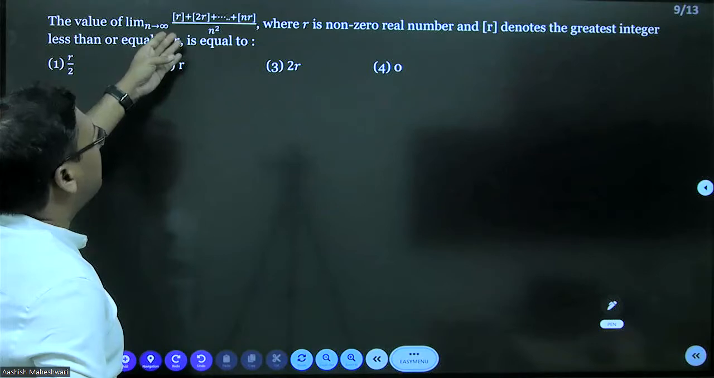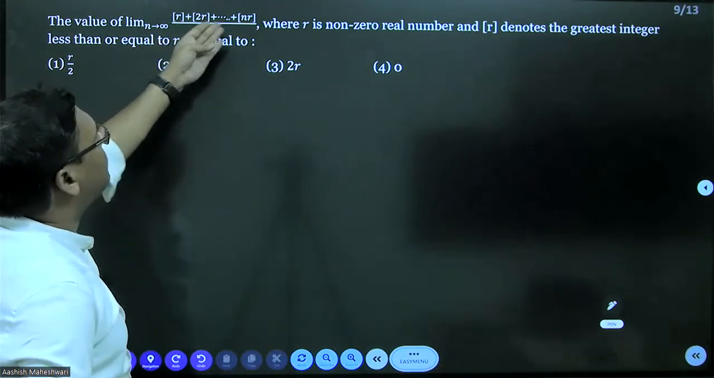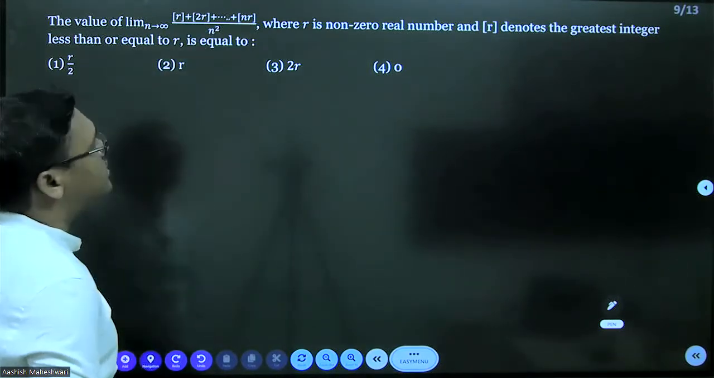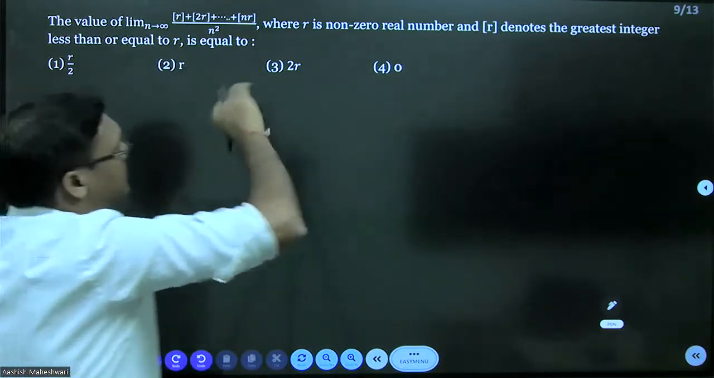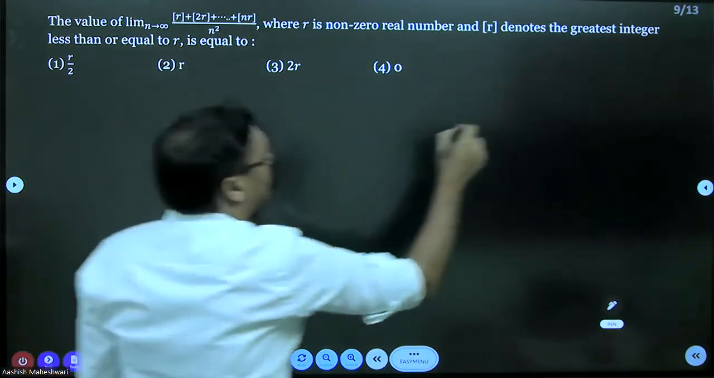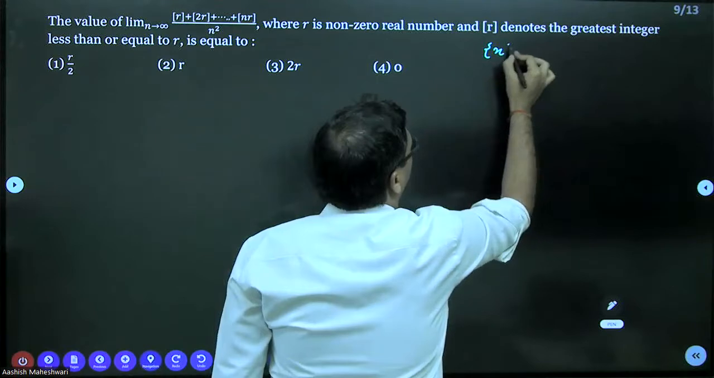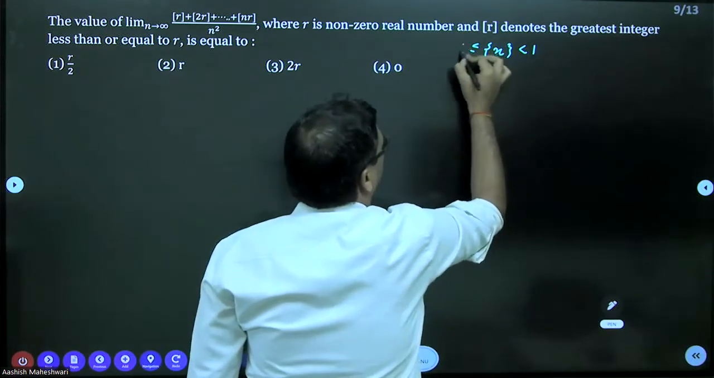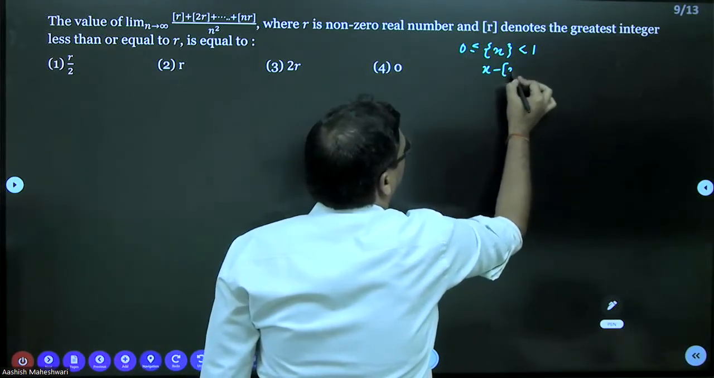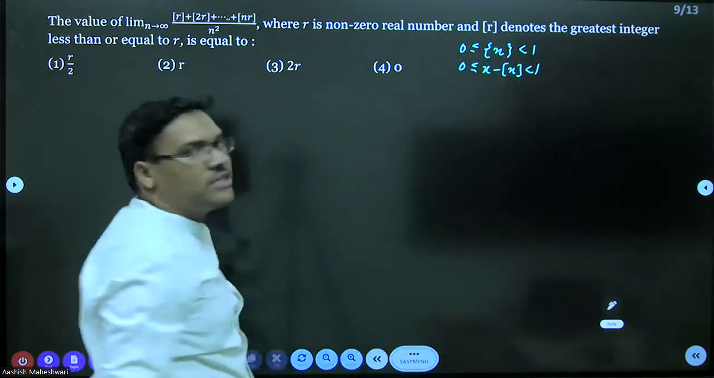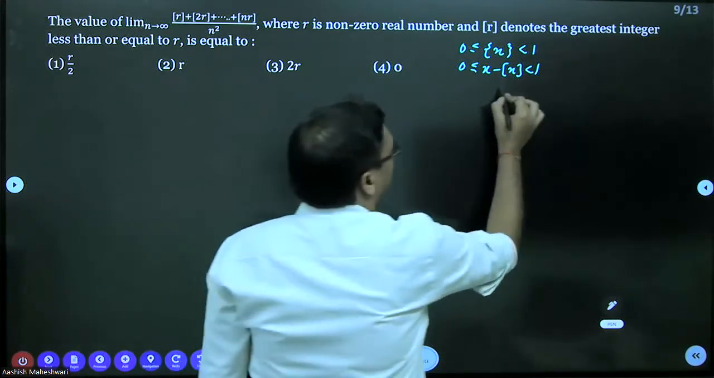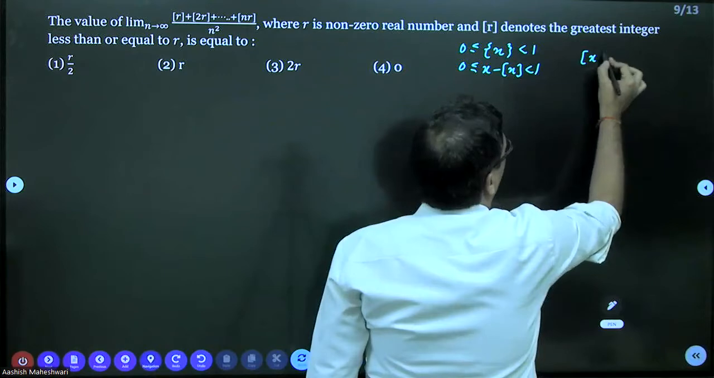Limit n tends to infinity. You have to find box of r plus box of 2r plus box of nr upon n square. Right? Now box r, box 2r, box nr. Okay? Look carefully. We know fractional x. Fractional x is between 0 and 1. Correct? And you can say x minus box x is less than 1 and greater than or equal to 0 because fractional x is x minus box x. So from here you can see what is box x minus box x.